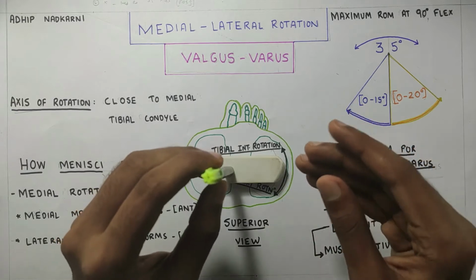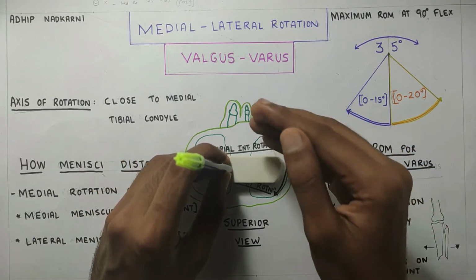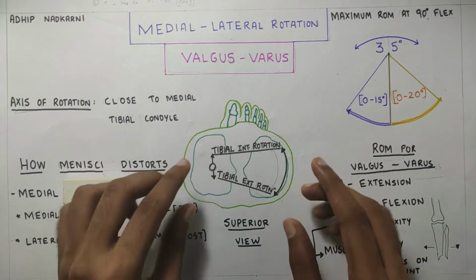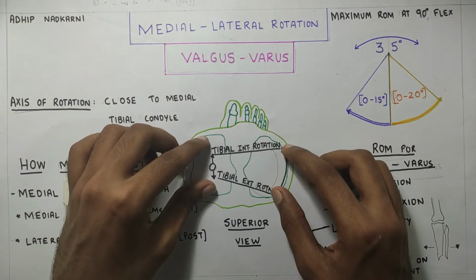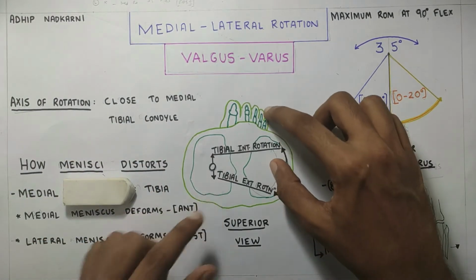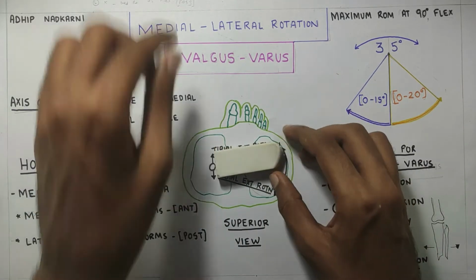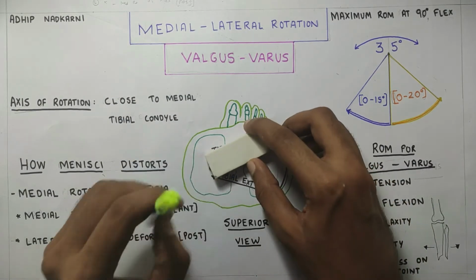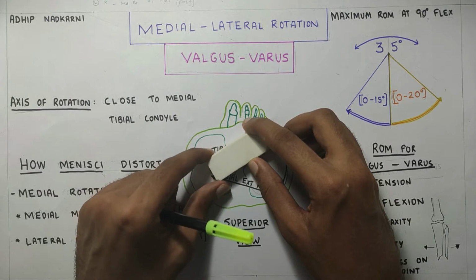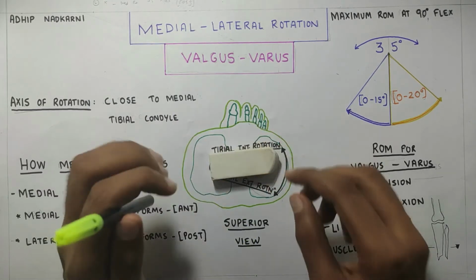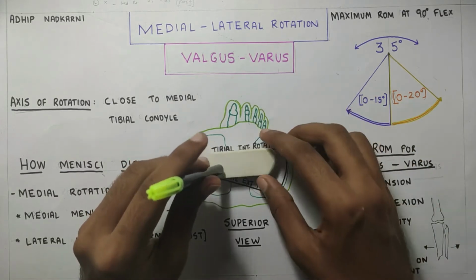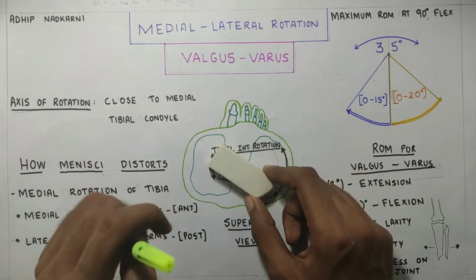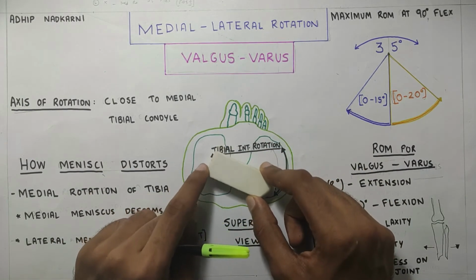Now that we have understood the axis, let us see how the tibia rotates medially and laterally. So as you can see, the tibial internal rotation is when the medial condyle moves posteriorly, whereas the lateral condyle moves anteriorly. Something like this, around the axis. So during the medial rotation, the lateral condyle will move anteriorly, whereas the medial condyle will move posteriorly. Whereas in external rotation, that is the lateral rotation, the lateral condyle will move posteriorly, a larger distance it will cover, whereas the medial condyle will move anteriorly.